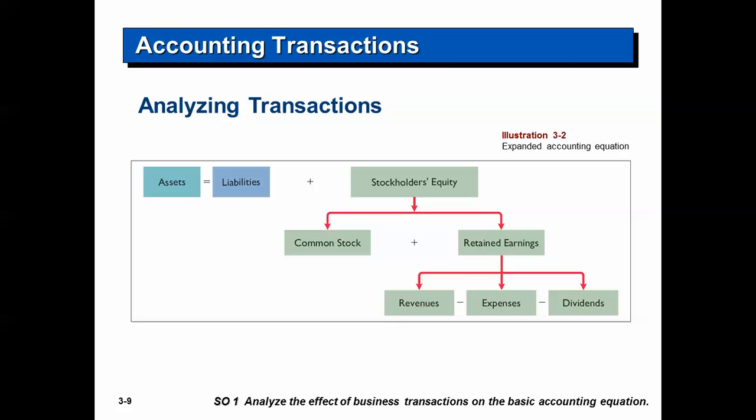Assets equal liabilities plus shareholders' equity, but remember we have shareholders' equity in two parts: common stock, which the shareholders invested in the company, plus retained earnings. Now, retained earnings is determined by revenue minus expenses minus dividends.